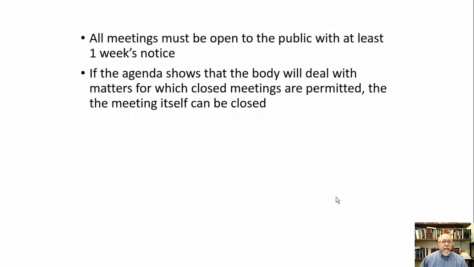For these federal executive bodies, they have to have public meetings with notices and agendas. If the body is going to go into a closed meeting for certain topics, and that's allowable under the Sunshine Act, then the agenda has to show ahead of time what they're going to be discussing, why the meeting can be closed.